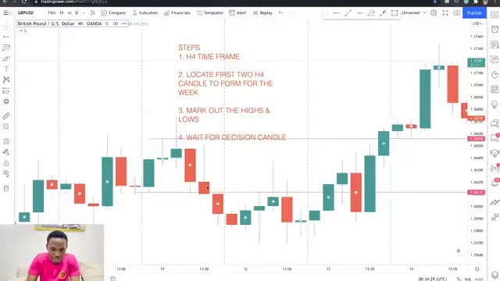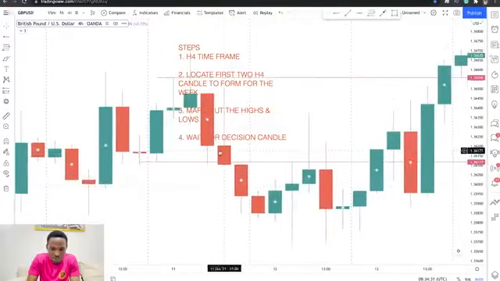A decision candle is any candle that first breaks out of the high or the low. The body of the candle breaks either above the high or beneath the low. That is the decision candle. Like for this week, we have the decision candle at this point. This was the decision candle because the body of the candle broke beneath this low.